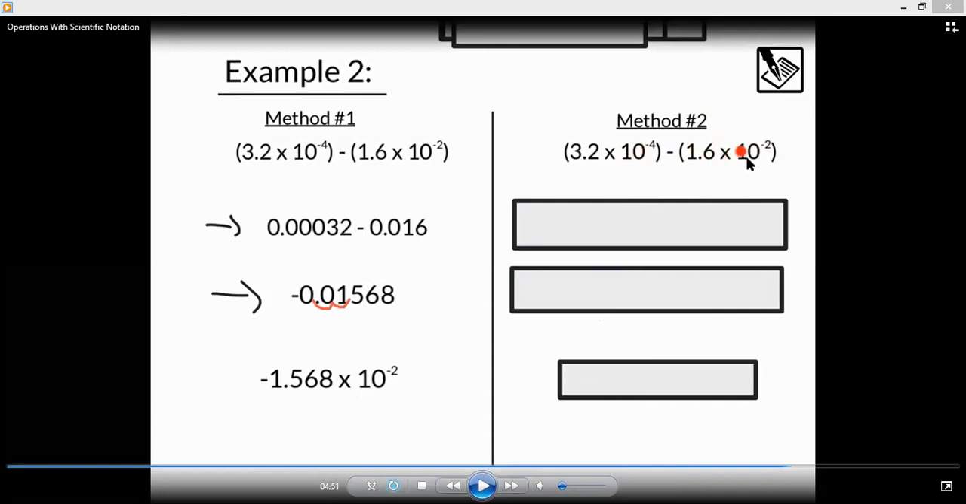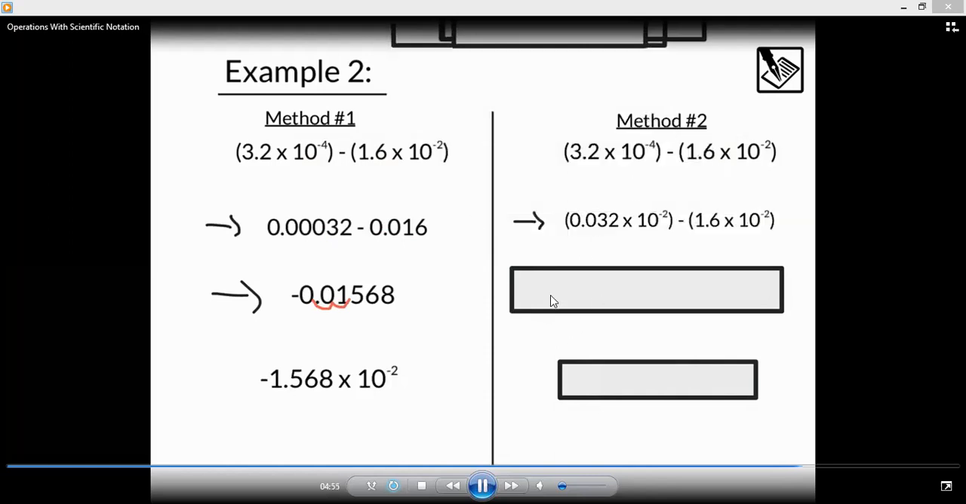Do you remember the previous example? We have 10 to the power of 3, 10 to the power of 3. But in this question, we have different exponents. For this reason, we will try to change this 10 to the power of negative 4 into 10 to the power of negative 2, which means I can divide this one into two parts, 10 to the power of negative 2 and 10 to the power of negative 2. If I multiply 3.2 times 10 to the power of negative 2, we have to move to the left 2 digits. Let me show you how we are going to change this one.